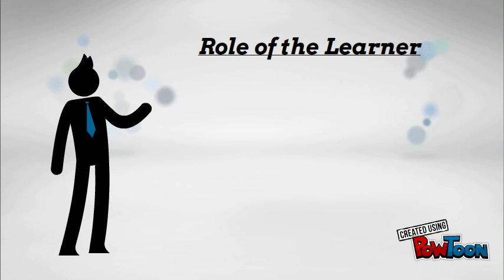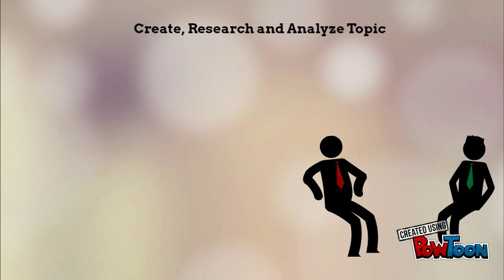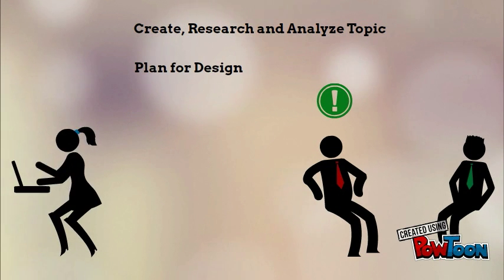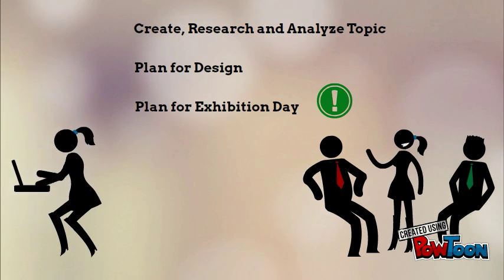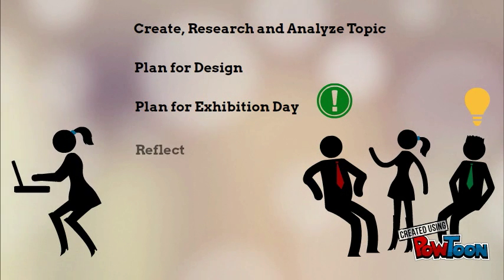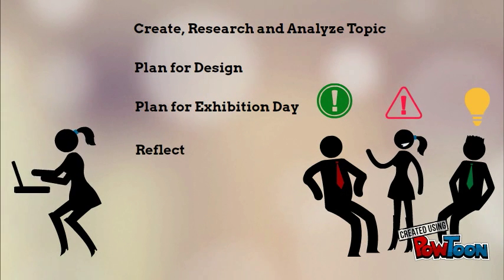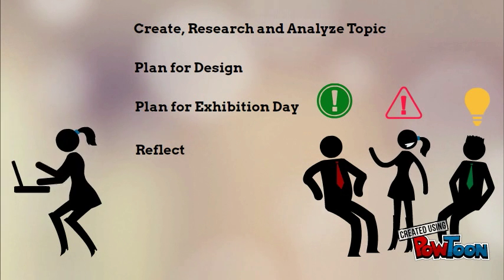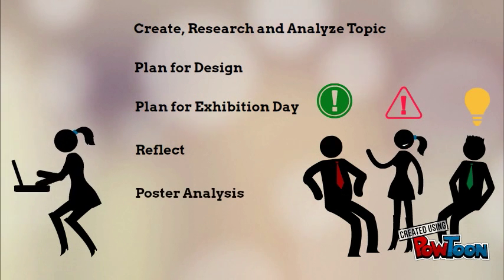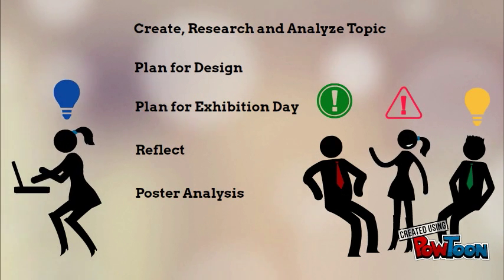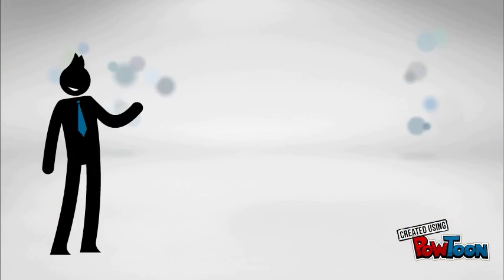And the learner's role in this strategy? Judge, our role is to brainstorm, research, and analyze our topic, to devise a plan for creating our poster and a plan for setup for exhibition day. But our main role is to reflect on our topic so we can share our learning with the rest of the class. Also, to prepare our summative poster analysis and prepare to write our journal entries showcasing our learning.